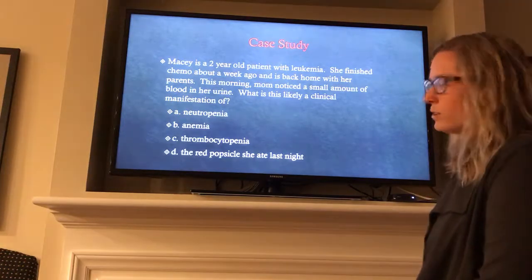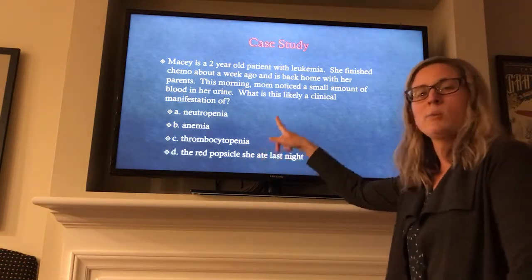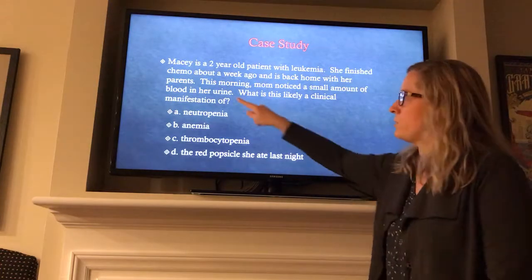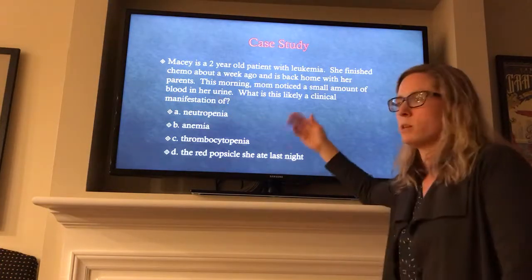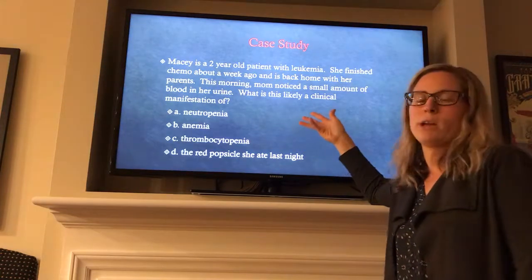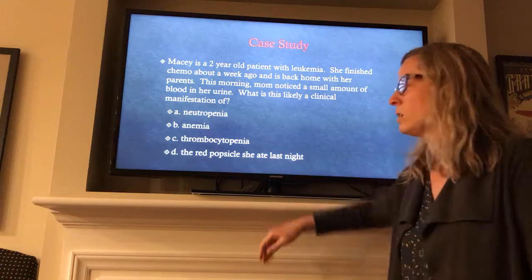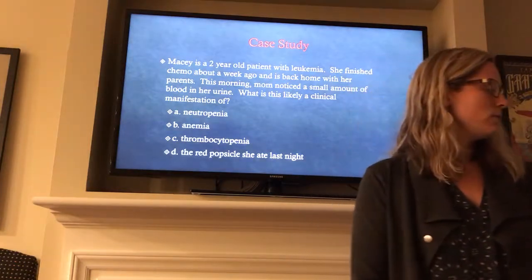Alrighty, so the answer to this question would be thrombocytopenia, because that's low platelets. So low platelets often cause bleeding. This would definitely be something that if they were at home, the family would want to let us know about, because it could be that their platelets are very low and they need a transfusion.